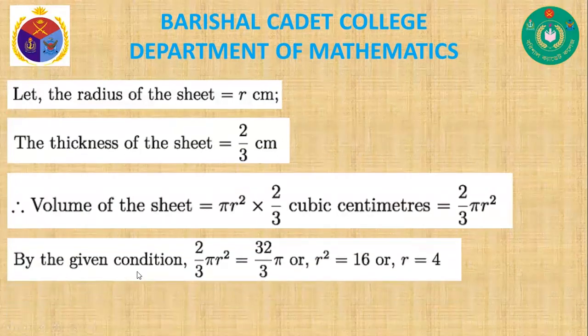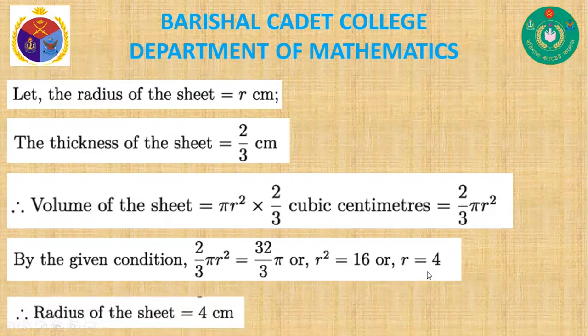So by the given condition, we can write that 2 by 3 pi r square equals 32 divided by 3 pi, because the volume of substance always remains the same. Calculating these two, we get r square equal to 16, that is r equal to 4. So easily we can say that the radius of the sheet is 4 centimeter.